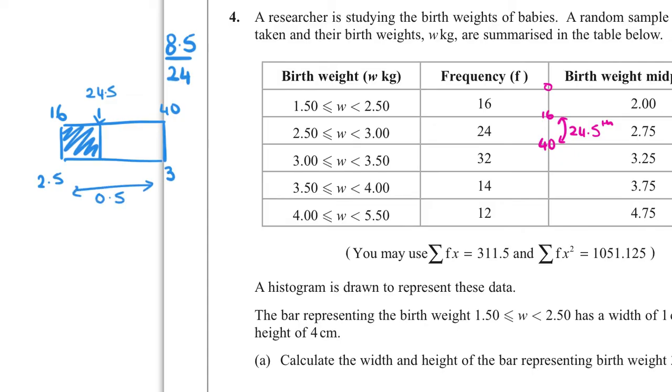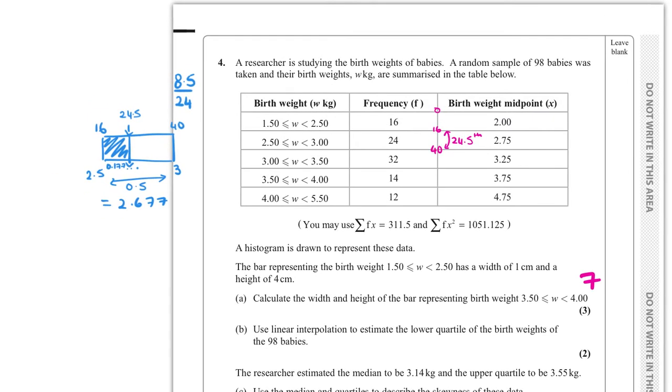So I want to know what is on this side, what would that be? So I'm literally going to type into my calculator 8.5 over 24 times 0.5. Now this tells me that this gap is about 0.177, etc. But what do I need to add it onto? I need to add it onto the 2.5. So plus 2.5. Okay, so then I get a total of 2.677. It hasn't told us how much, but what do we like to do? 3 significant figures, so 2.68.